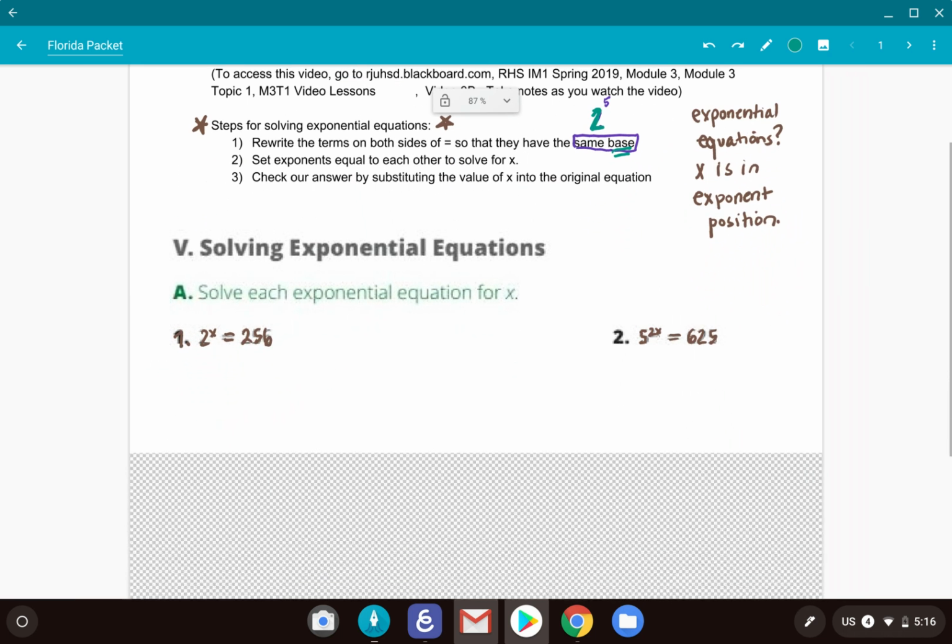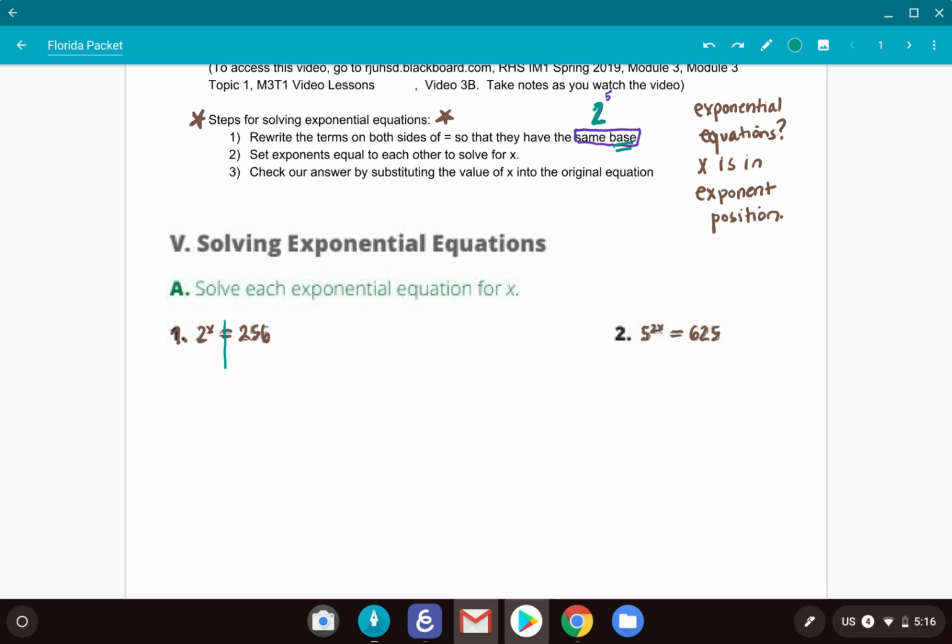So we'll go ahead and do that for this first equation. We're looking at the left side of our equation. We've got a base of 2. And the right side is just a whole number. There's no base. So we're going to rewrite 256 so that it has a base of 2. So one thing you can do is just continuously multiply 2 times itself until you get to 256, and then count how many 2's you have, and that would be your exponent.